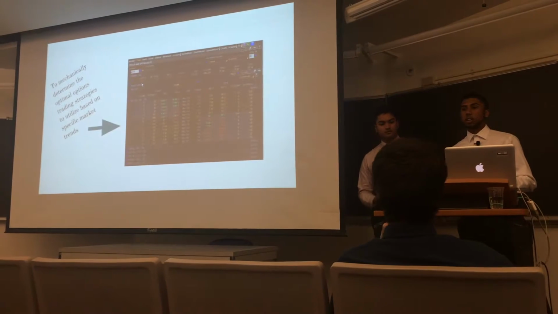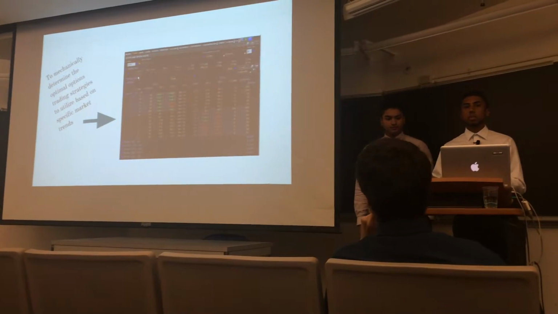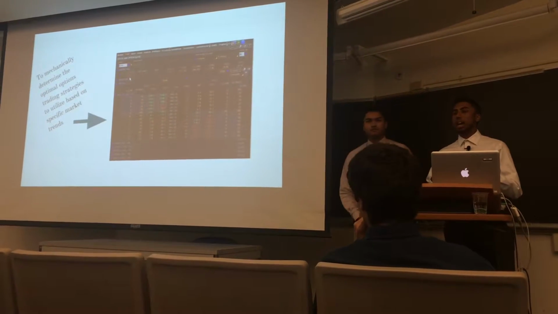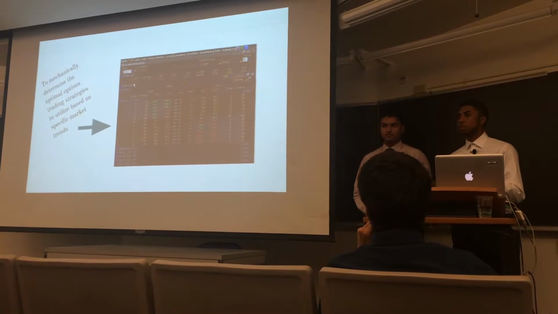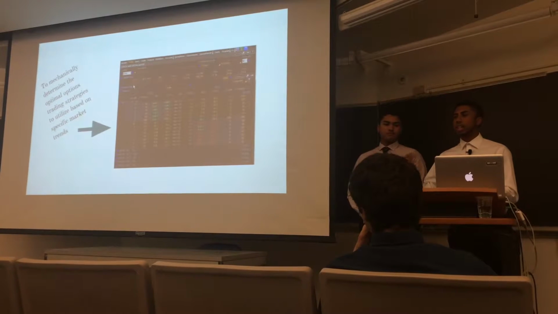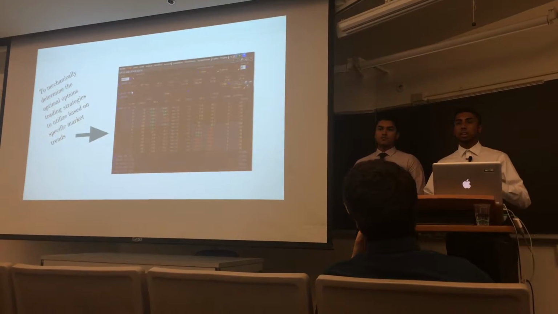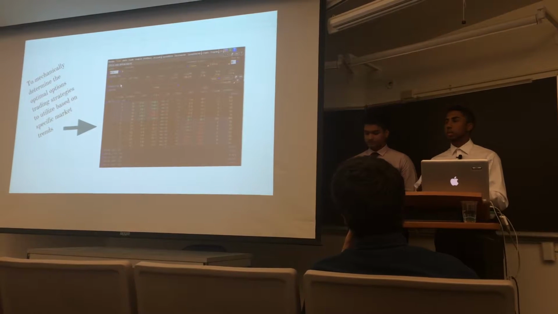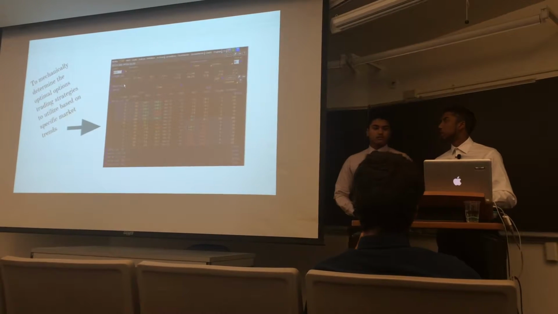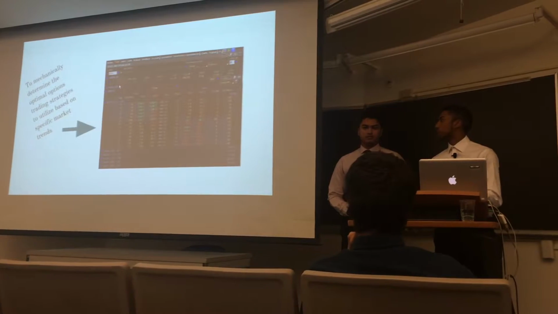Essentially the purpose of our project this summer was to determine how different options trading scenarios result in optimal outcomes under different market conditions. So we looked at technical data from companies and at options prices, and we determined which combinations of puts and calls, which my partner will explain later, result in the best possible outcomes for trading.